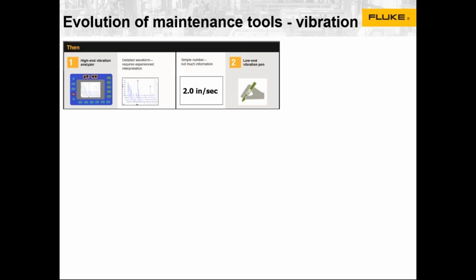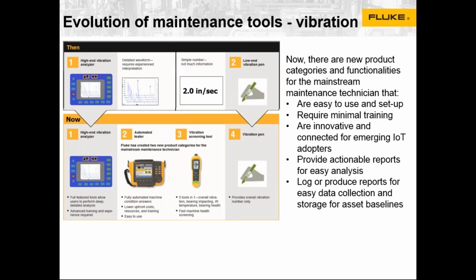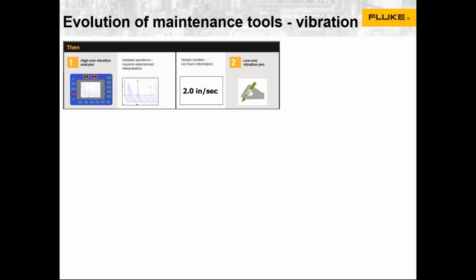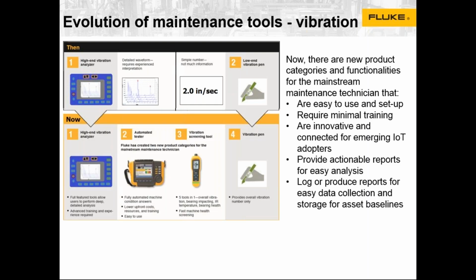Because I do a lot of vibration analysis, I'm going to talk about maintenance tools from a vibration standpoint for rotating machinery. 30 years ago, we had 2 tools. The high-end analyzer that took years and years of experience and somebody to analyze the squiggly lines. And then on the low end is a vibration pen, which just gives you a number. So on one end, you have too much data. On the other end, you don't have enough.